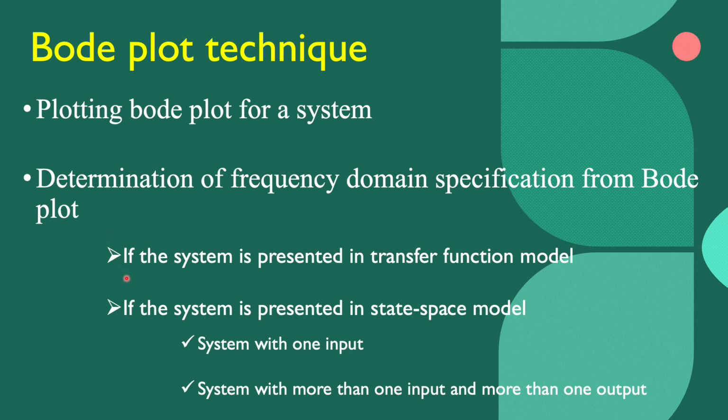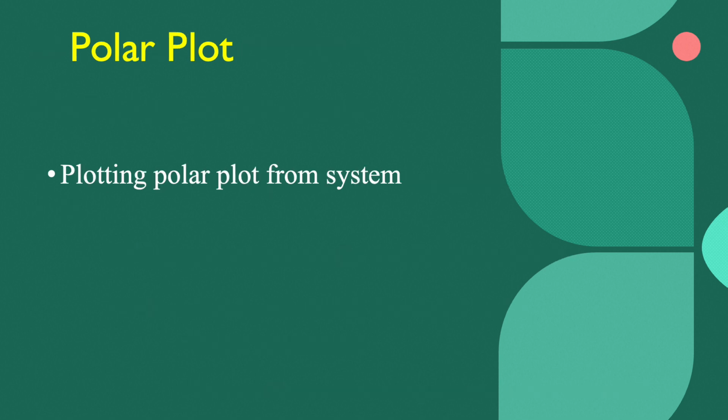Here there are two variations. If the system is presented in transfer function model, from there we find the Bode plot, and if the system is presented in the state space model, then also we can plot the Bode plot in the MATLAB environment. In the state space model, initially we consider the SISO system, meaning single input single output. Also we take one example based on a multi-input multi-output system. Now we also plot the polar plot in the MATLAB environment.